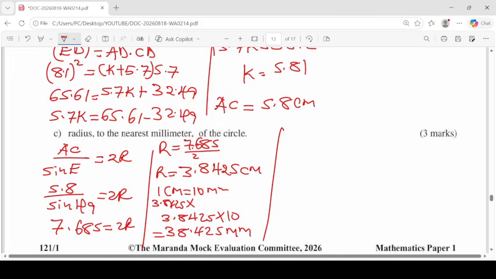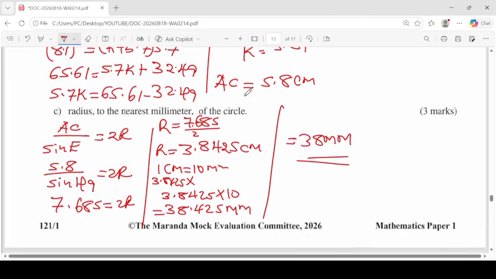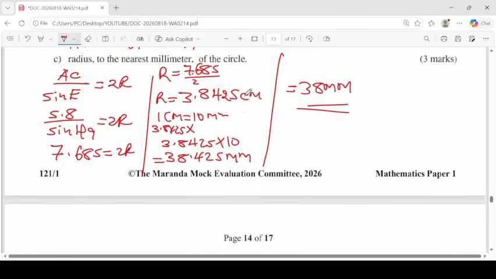Yes, so to the nearest whole number here, the answer is going to be 38 millimeters. 38 millimeters. I hope that is very clear, ladies and gentlemen. I hope that is clear.